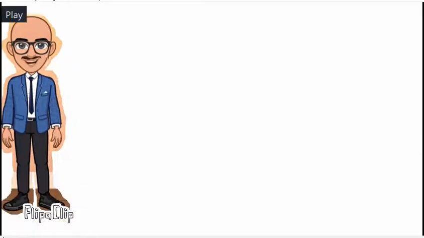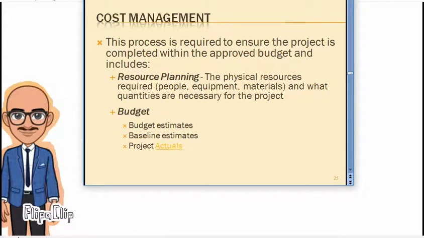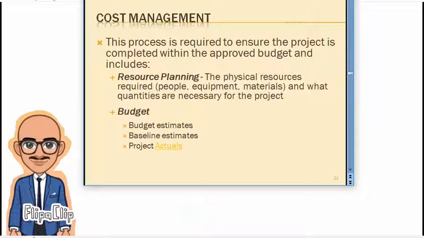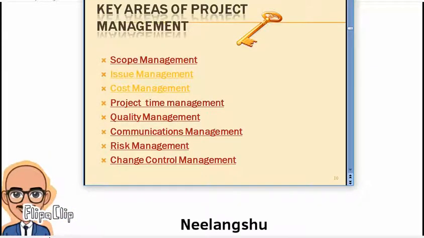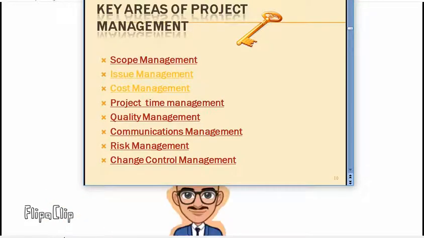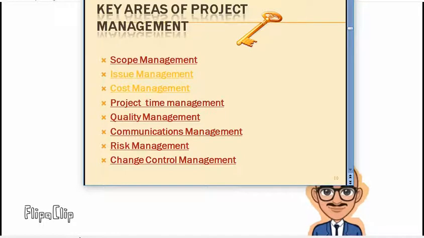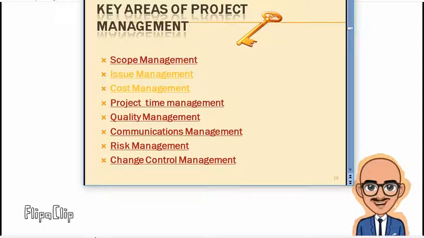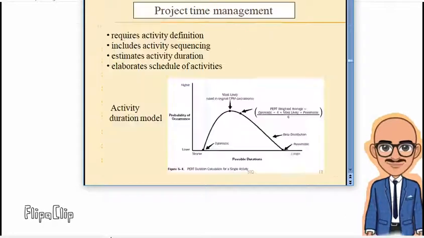So next we have already completed the cost management part. So let's go back to the next important aspect of the project, that is project time management. As we have said time and again, cost, time, and scope will ensure the quality. So project time is the next important aspect.